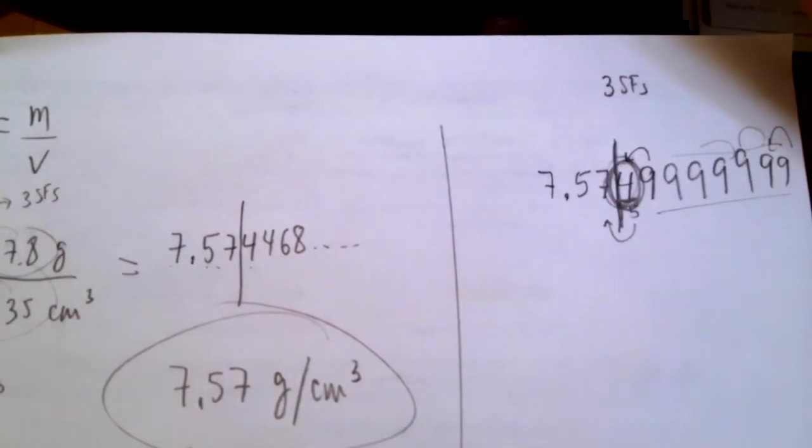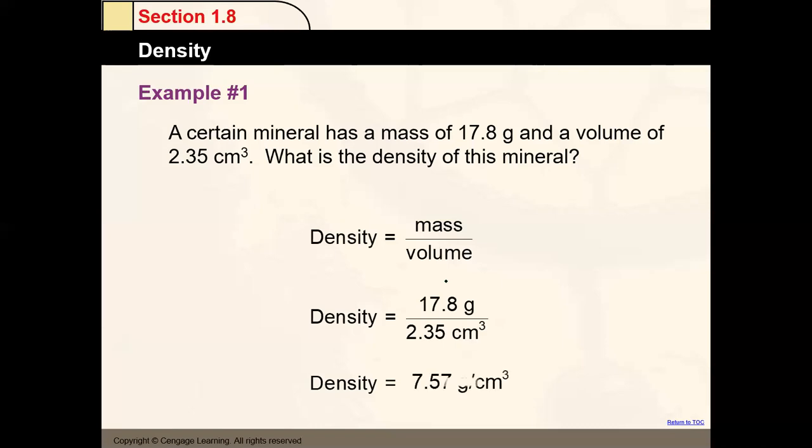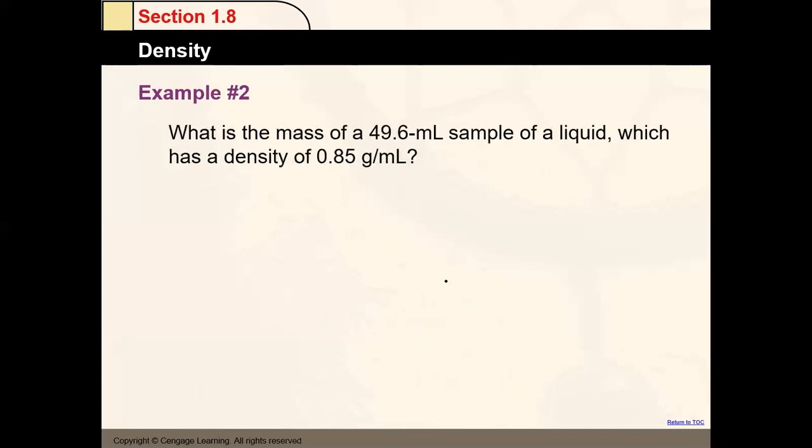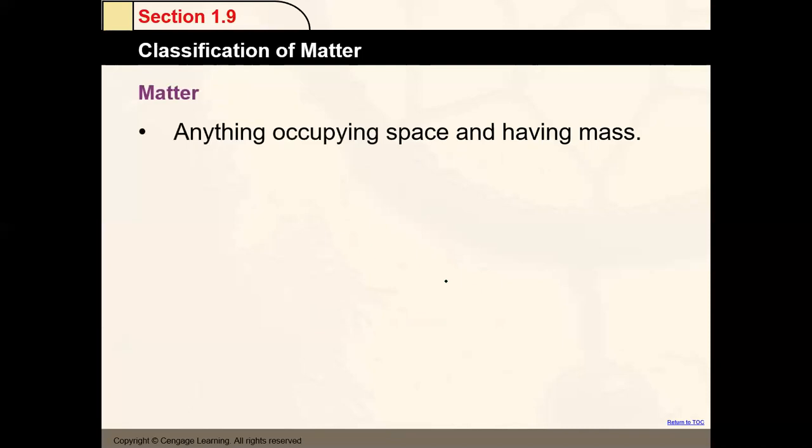So our density should be 7.57, the same thing as we said, three significant figures. Here are more examples. Again, I'll do plenty of examples for density.